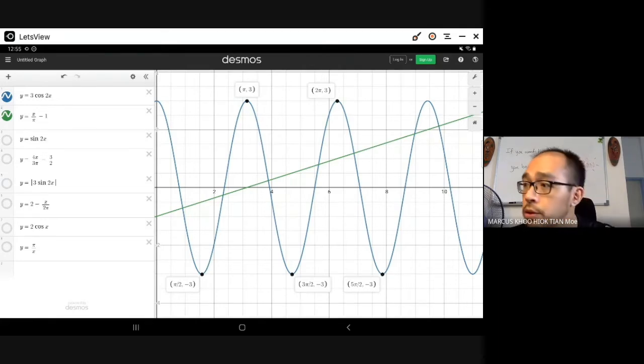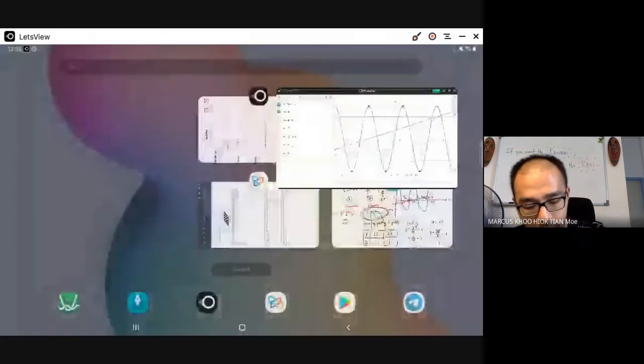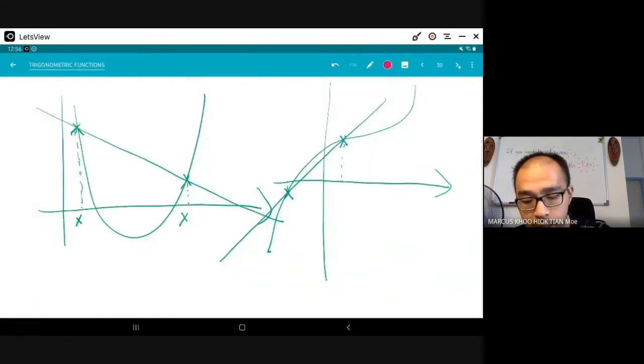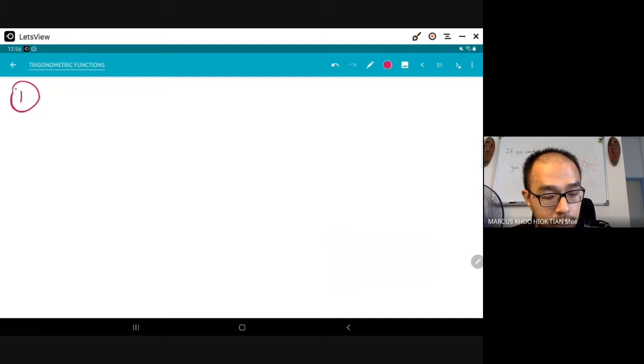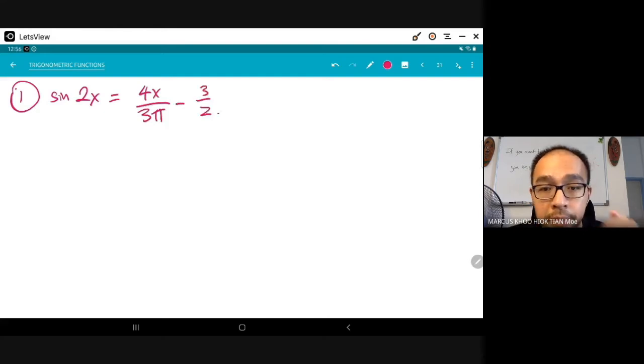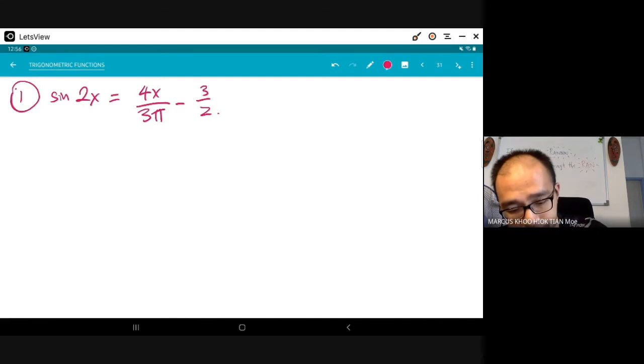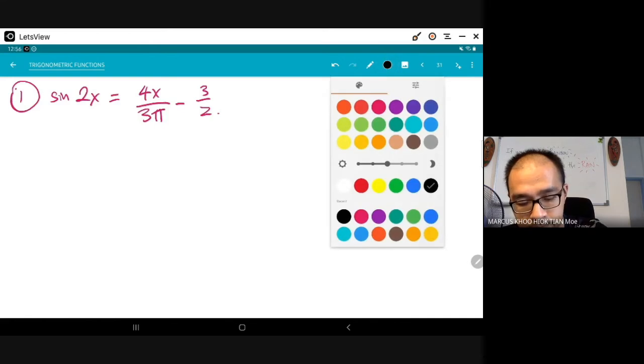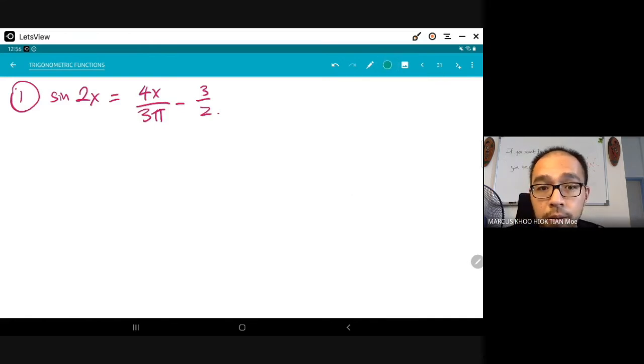Now what I want you to do, let's take a look at the first question. Question number 1, switching back over. So the first question is sine 2x equals 4x over 3 pi minus 3 over 2. Same thing. Tell me which is the trigonometric function and tell me which is the algebraic function. Anyone? Which is the trigonometric function and which is the algebraic function?